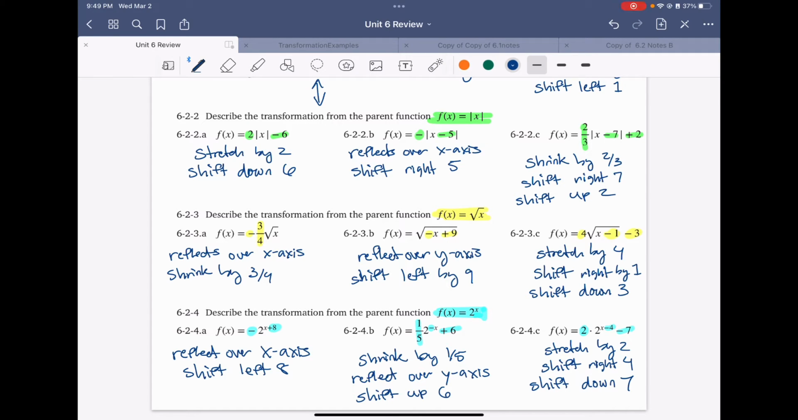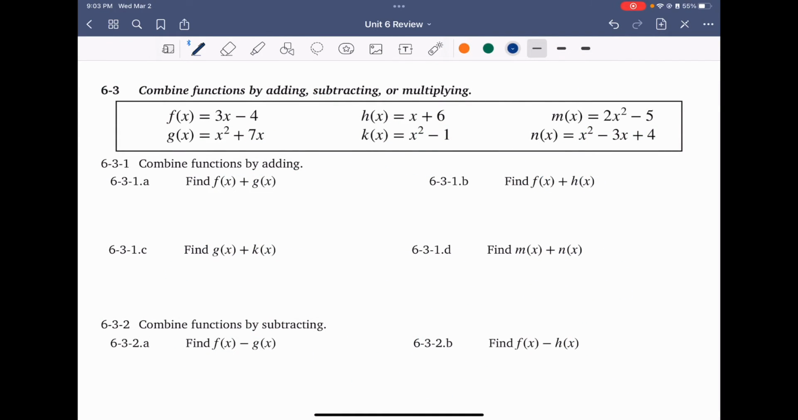So on to 6.3. All right, so on to the third page, and this is the review for the material from lesson 6.3, which is combining functions by adding, subtracting, and multiplying. So we have 4 examples of each. So let's go ahead and get started.